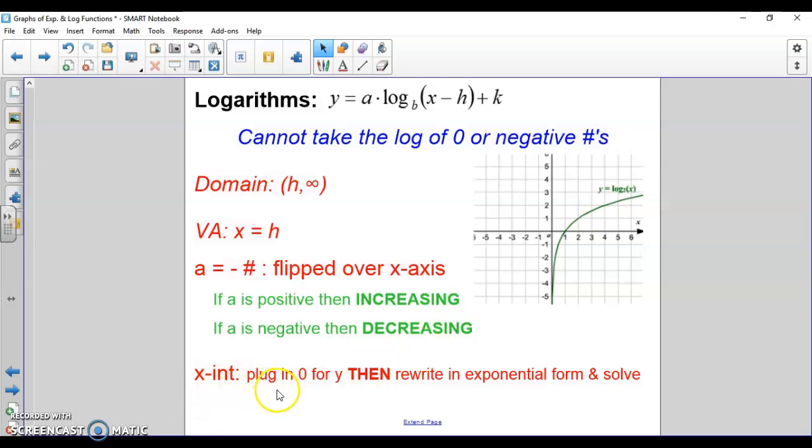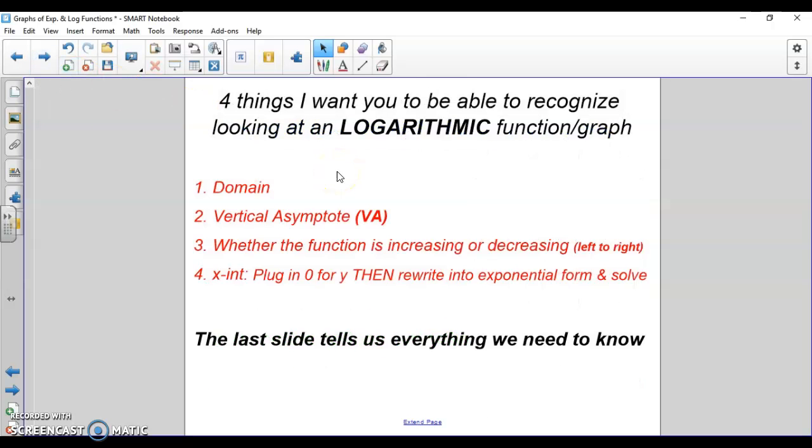X-intercept, we're going to plug in 0 for y, then rewrite in exponential form, and then solve. I'm going to walk you through that on a couple of examples here. I'm asking for 4 things, as I just showed you on the last slide. The last slide tells us everything we need to know: domain, vertical asymptote, increasing or decreasing, x-intercept. Those are the 4 things I'm looking for. Examples.